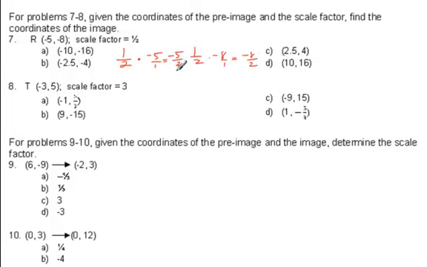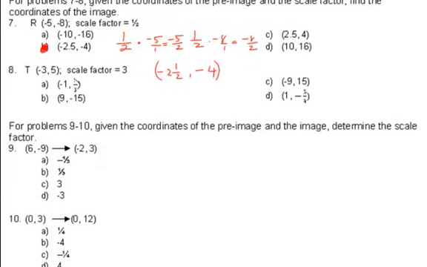With -5 over 2, it's going to be negative, and 2 goes in there, 2.5. And then -8 over 2, it's going to be -4. So I have -2.5, -4. So all I do to get my new coordinates when I have a scale factor problem, a dilation, is I just multiply the scale factor by each of the coordinates. Simple. So same thing here.